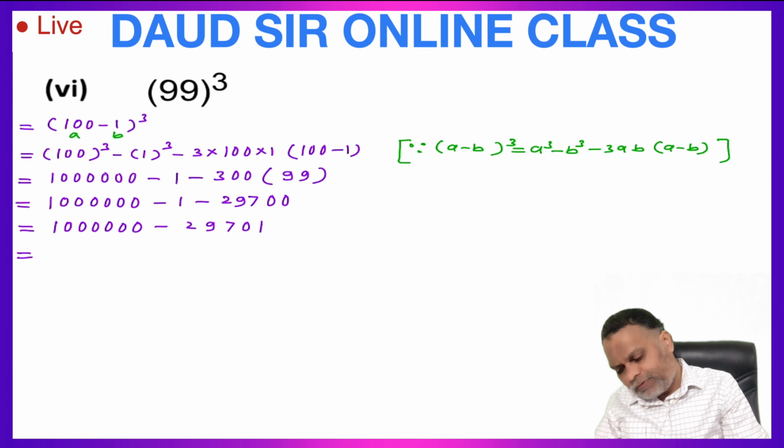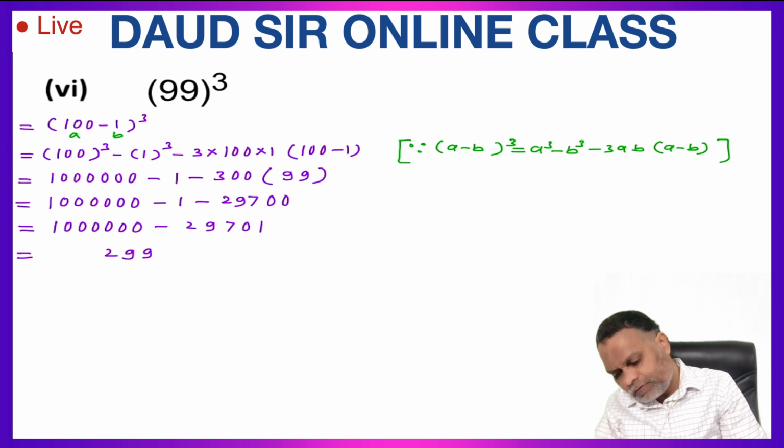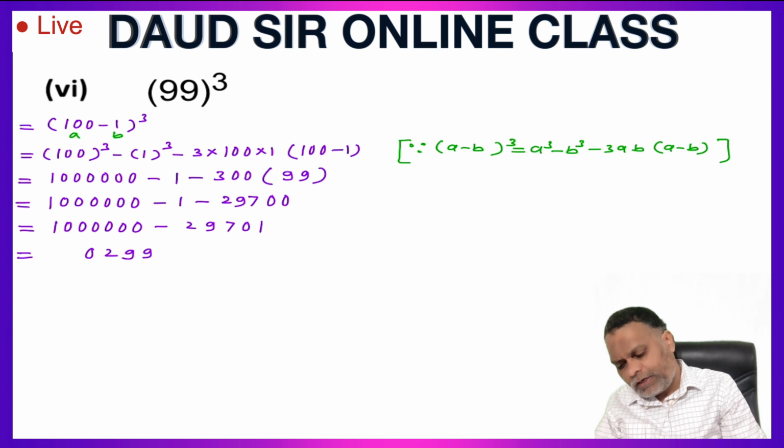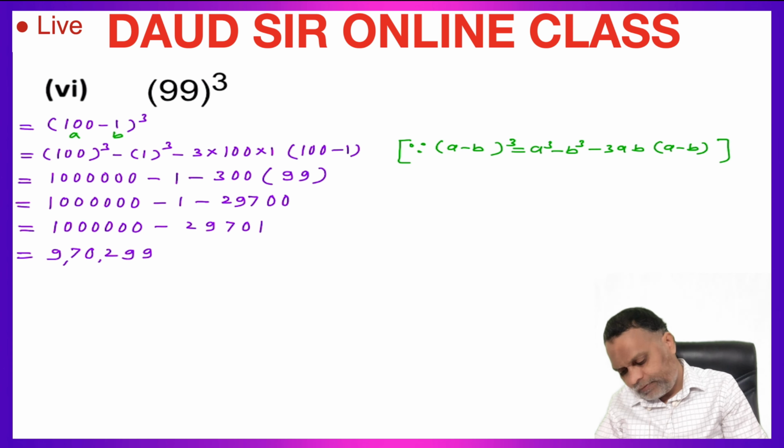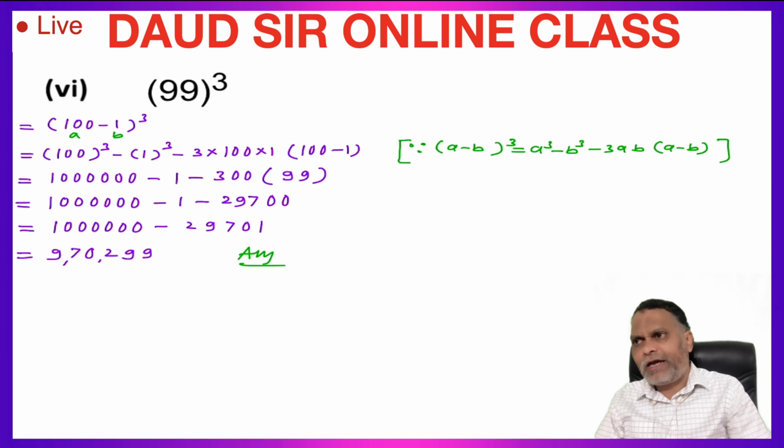10 borrow 1, 10 minus 1 is 9, 9 minus 0 is 9, 9 minus 7 is 2, fourth digit 9 minus 9 is 0, fifth digit 9 minus 2 is 7, sixth digit 9. 970299. So this is ones, tens, hundreds, thousands, ten thousands, lakh. 9,70,299 is the required value of 99 whole cube.